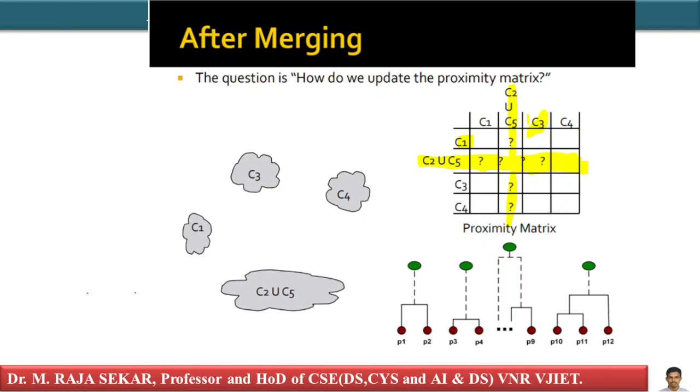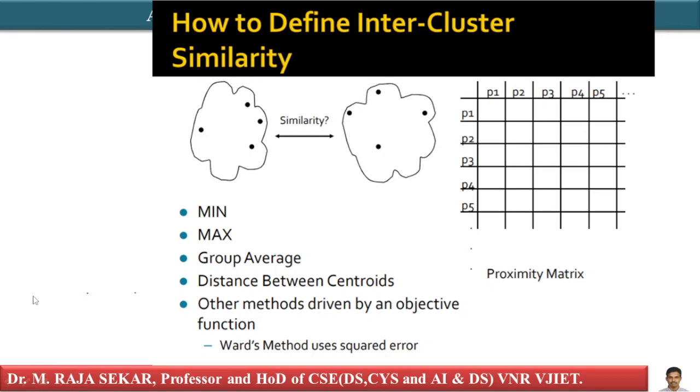But the big question here is, how do you update your proximity matrix? How do you define intercluster similarity? That's the big question. Suppose I have a cluster of points here, C1, and another cluster of points, C2. Let me say this is C1. Let me say this is C2, isn't it? If I have clusters C1 and C2, how do I measure the similarity or the proximity between these two clusters C1 and C2?